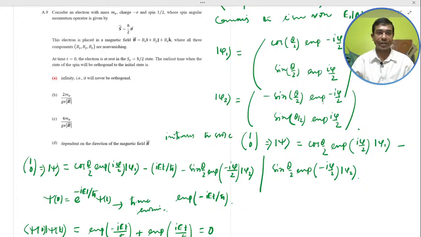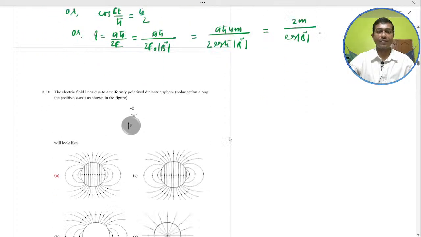Option B would be the correct. Here this is wrong. Initially, that means it will never be orthogonal. It will be the wrong. Option B would be the correct.